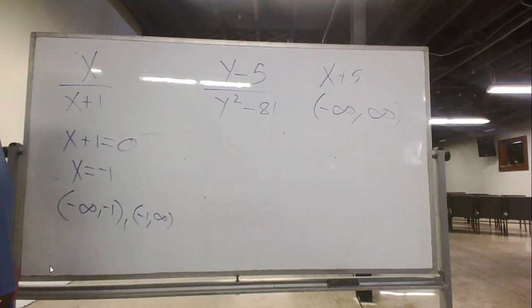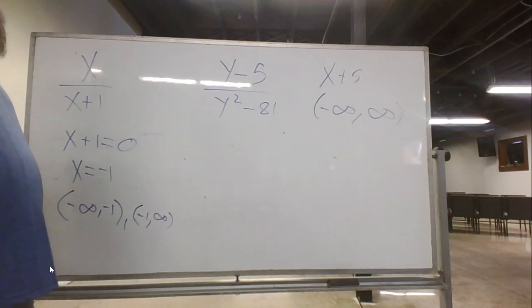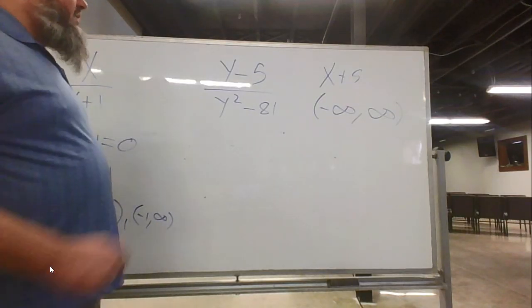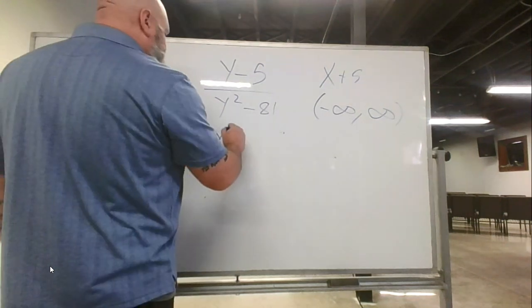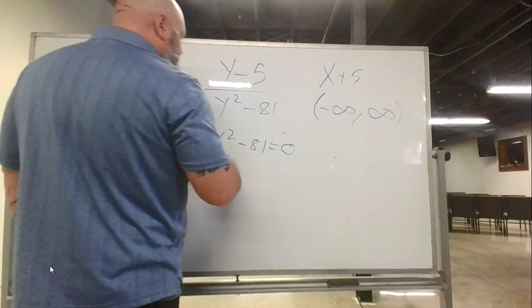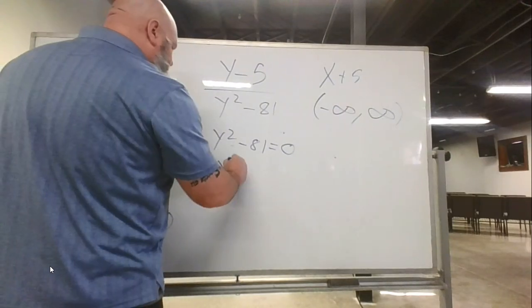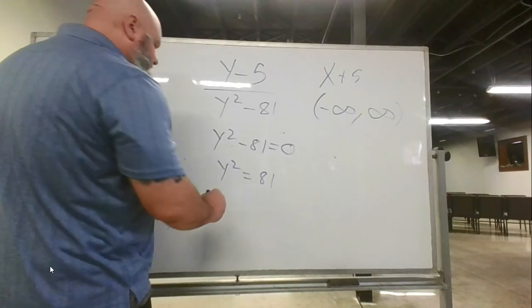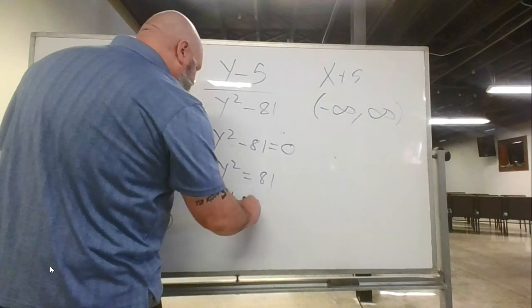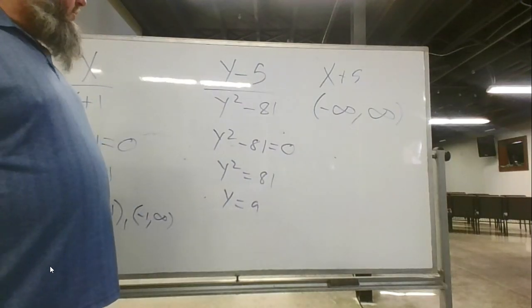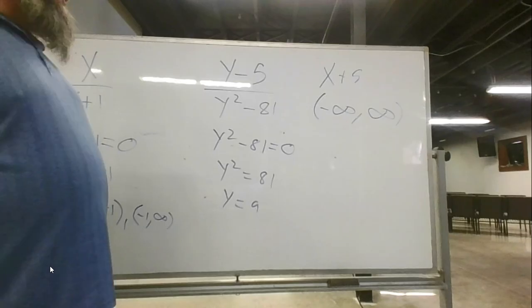Next one, y minus 5 over y squared minus 81. Again, we want to set y squared minus 81 equal to 0. Add 81, you get y squared equals 81. Now, some people will say square root both sides, y equals 9. However, you want to be very careful, because when you take square roots, remember you need the positive and the negative. So y also can't equal negative 9. We're going to put plus or minus 9.